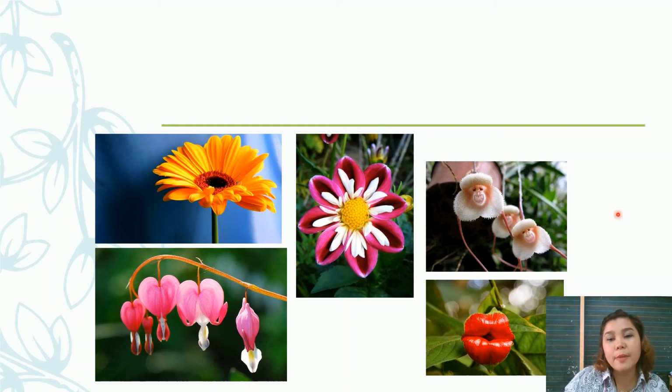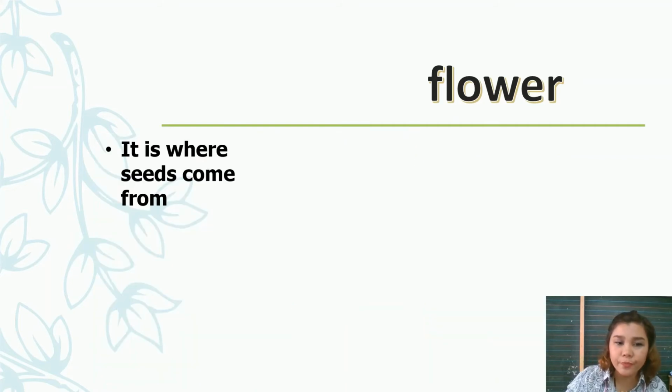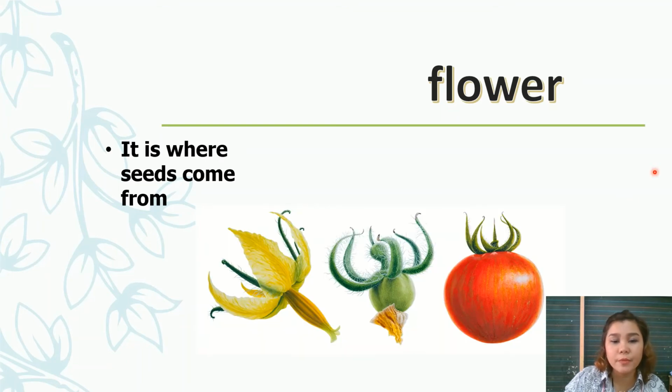And this plant part is what we call the flower. So the flower comes in different colors, in different smells. Merong corpse plant na ang flower ay masyadong mabaho. Okay, so the flower, what does it do? So it is where seeds come from. So look at this diagram. This is a tomato fruit. And before it becomes a fruit, eto muna siya.